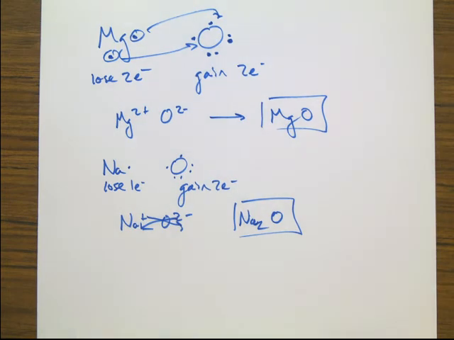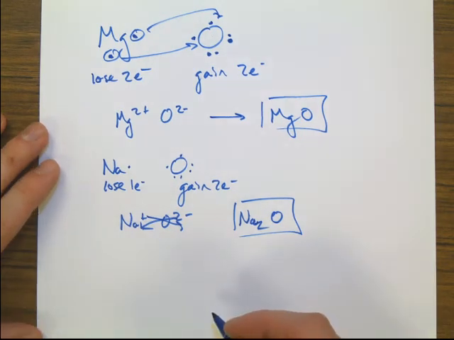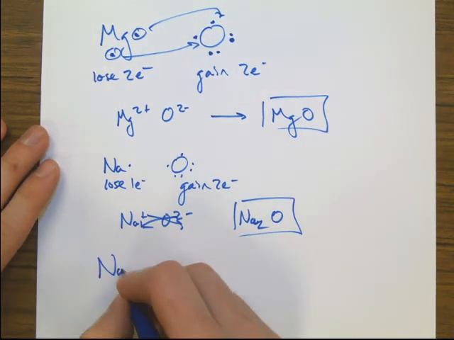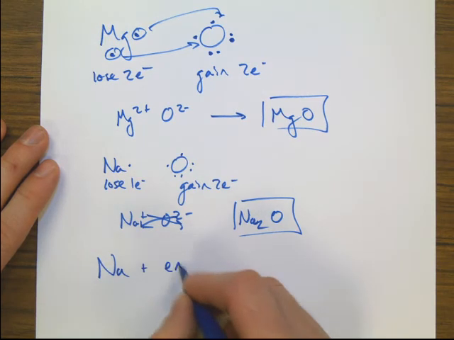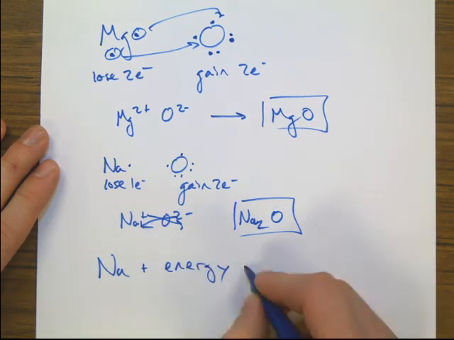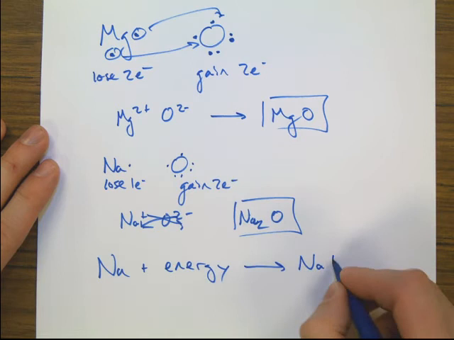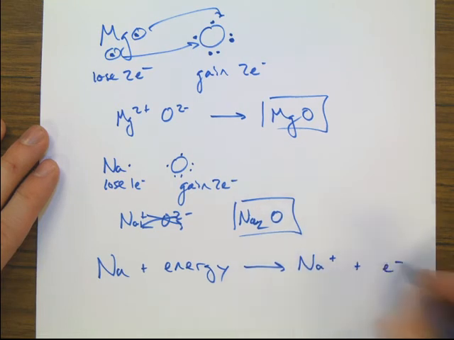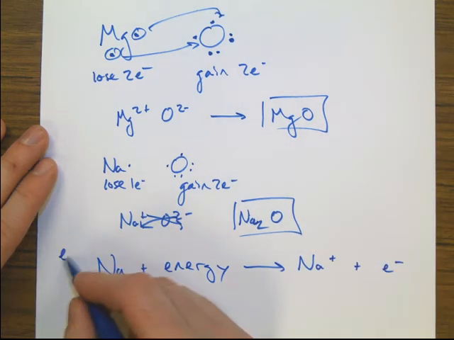Now let's talk a little bit more about the energies involved in these ions bonding together. You should remember from Chapter 7 about ionization energy. It actually takes energy for sodium to lose an electron. This process is an endothermic process.